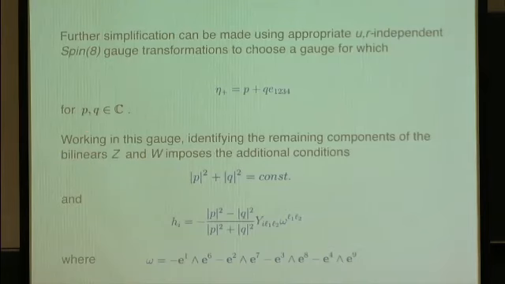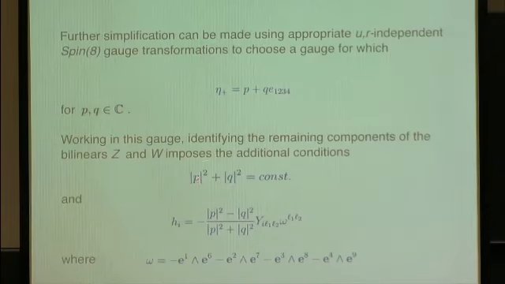where P and Q are complex space-time functions in general. So what one can do is work in this gauge, which, as you might appreciate, will simplify things a bit because we only have two functions now in the whole thing. And we can identify the remaining components of Z and W. And then you get various additional conditions.